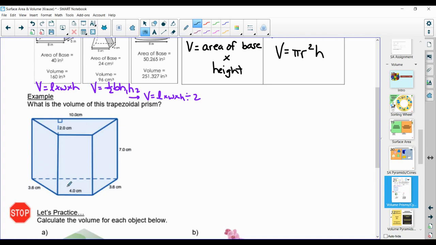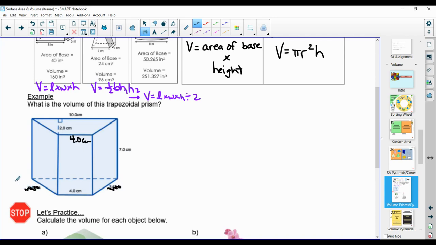Now, sometimes when we're given an object, we're given distractors, and so we have to think about what numbers are the most important. If we're looking at the area of a trapezoid, we need to know the 10, we need to know the 4, because this is also 4 right here. We need to know the height of the trapezoid. Then we also need to know the height of the prism. So the 3.6's here are actually just distractors.